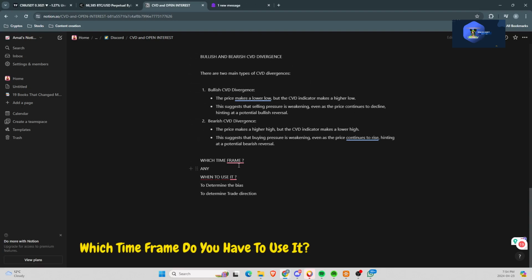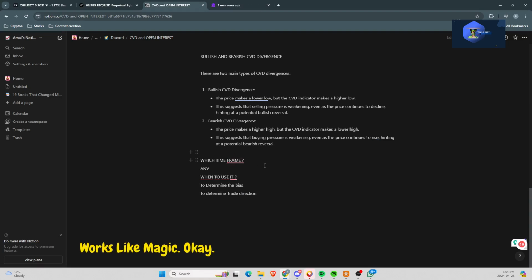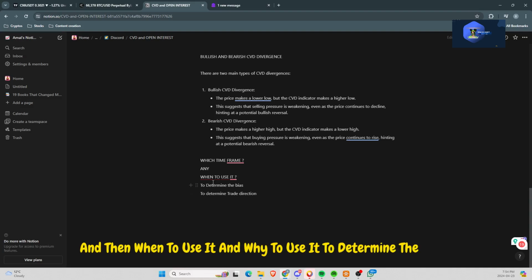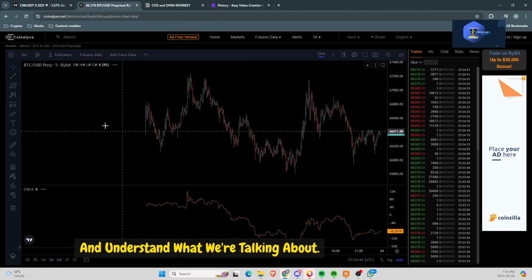Which time frame do you have to use it on? You can use it on any time frame, even on 5 minutes, and it works like magic, okay? And when and why to use it: to determine the bias, to determine the trade direction. Now let's dive into the chart and understand what we're talking about.